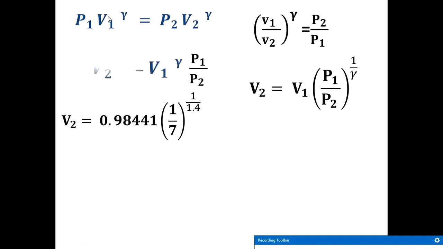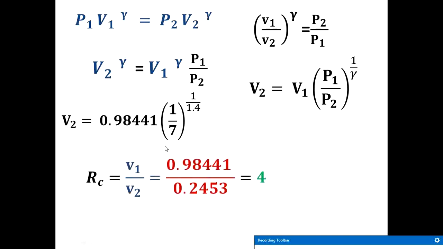Therefore, P1 V1 to the power of gamma is equal to P2 V2 to the power of gamma for the adiabatic compression process. For that you have relations, so you can find the value of V2. Rearranging, V2 is equal to V1 into P1 by P2 whole to the power of 1 by gamma, that is 1 by 1.4. Put the initial pressure P1 1 bar, final pressure P2 7 bar. Then your V2 value will be 0.2453. Therefore, the compression ratio Rc is V1 by V2, which comes around 4.